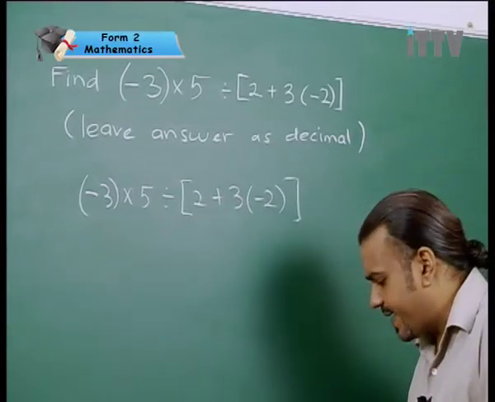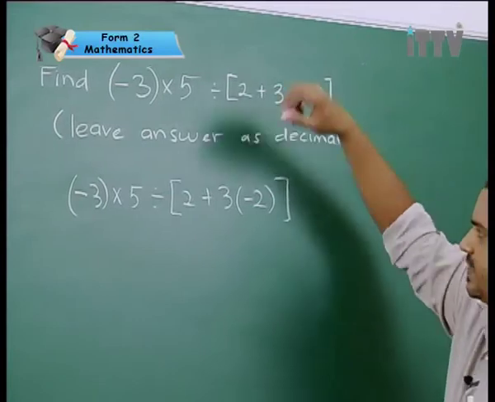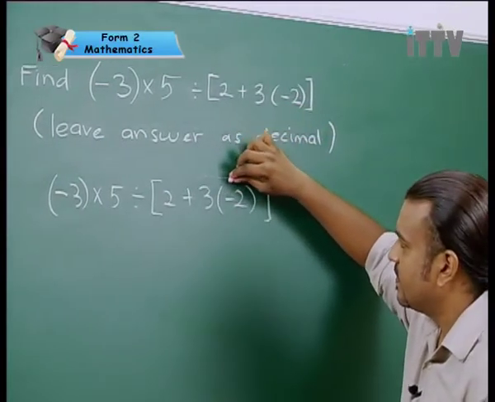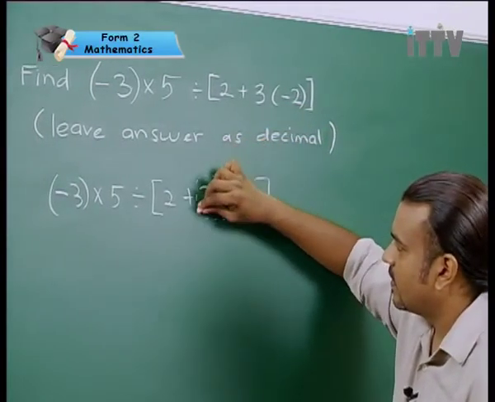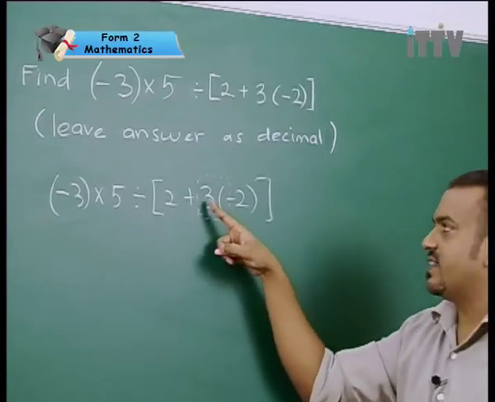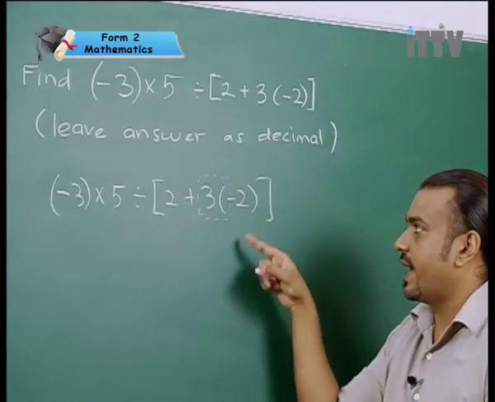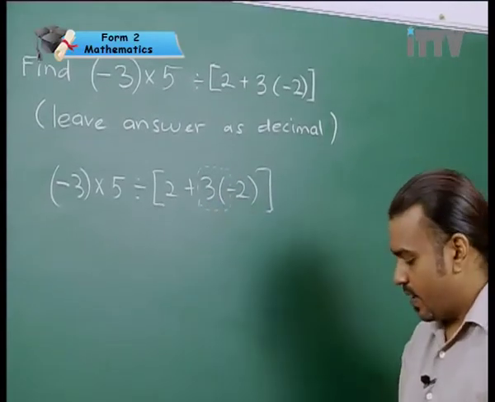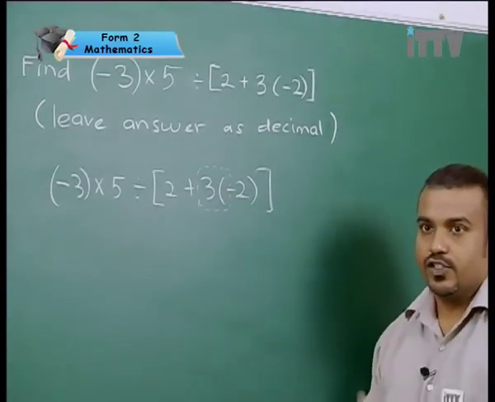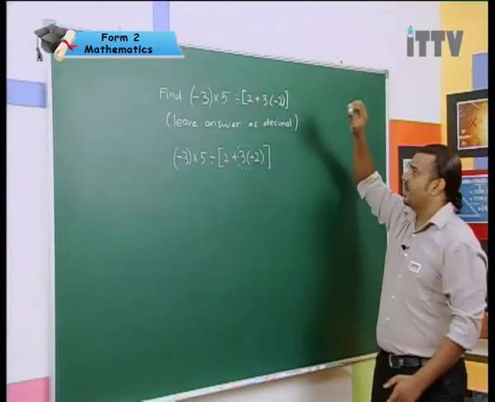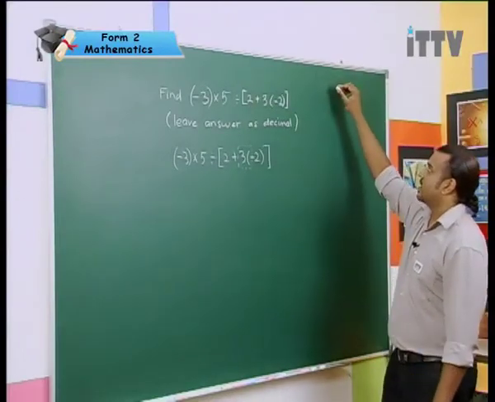Now I want to take your attention to this part here first. Can you see this? There is 3, there is no operation here, but automatically you can see there's a bracket. So what does this actually mean? So I want you to understand this thing. So follow me over here now. All right, so leave the question for a while. Let's take a look at this.